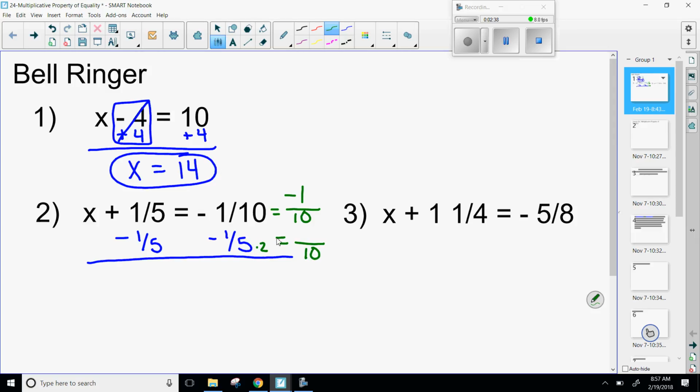I have to multiply by 2. So 1 times 2 is 2. They are both negative. What's negative 1/10 and negative 2/10? Negative 3/10. That's what you should have for an answer for part B.